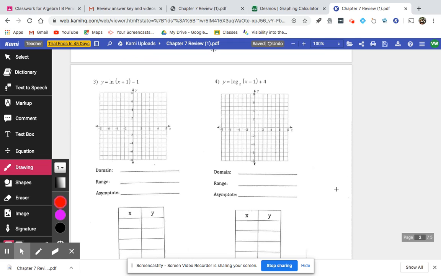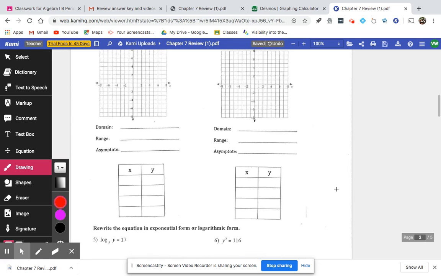These are your logarithms. These ones are going to be a little bit trickier. For number 3, use a calculator, okay? So I'm going to try to just pick random numbers here. I'm going to do 0, 1, 2, and 3. Again, use a calculator for the natural log. It's just going to be easier for you.